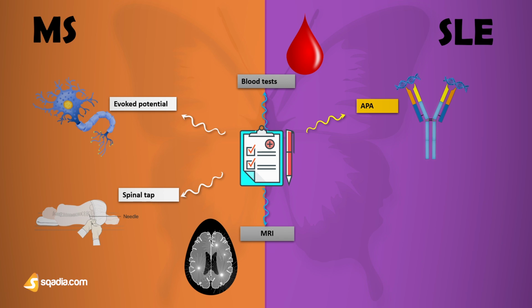While another test, I know we're talking about so many tests right now, but this test, which is called the anti-nuclear antibody test or ANA test, may be found positive in both, but it is quite less common in MS patients and quite common in SLE patients.